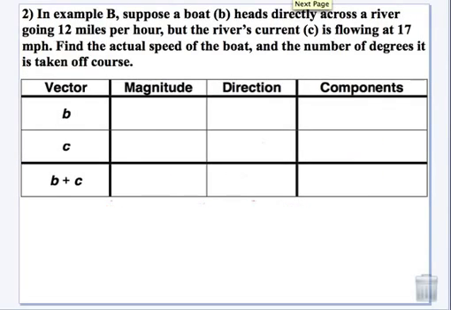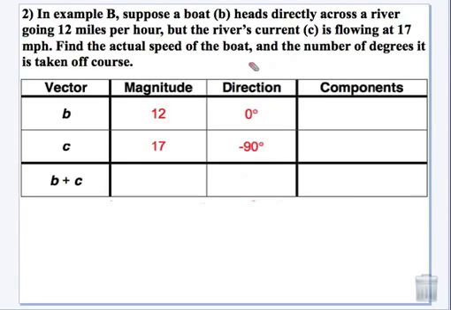Let's look at example 2, or example B, problem number 2. You have a boat heading directly across the river, so I know my direction is going to be 0 degrees, and the rower is rowing at 12 miles per hour, so my magnitude is 12. The current is flowing at 17 miles an hour. So the current is 17, and it doesn't tell me, but the water's going straight down, so the direction would be either negative 90 or 270. Either one of those will work.